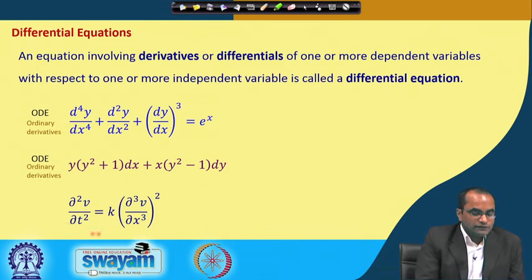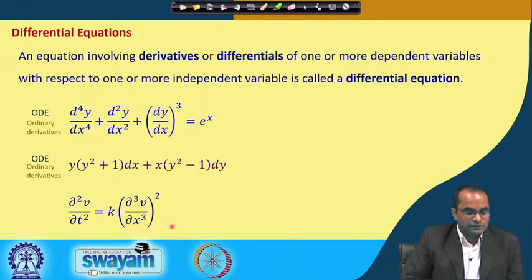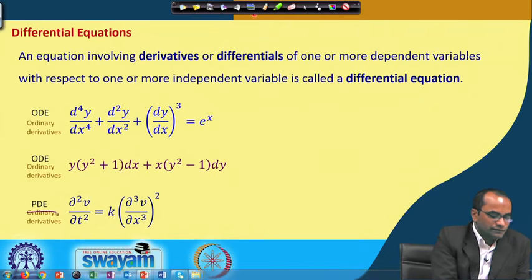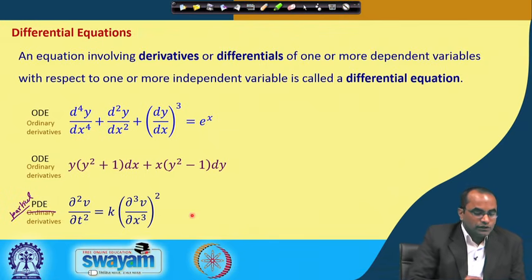For instance, here we have two independent variables, x and t, and this v depends on two variables, x and t. So, here we have the notion of partial derivatives in the equation, and therefore, this is called a partial differential equation or PDE, because we have partial derivatives, not ordinary ones, in the equation.